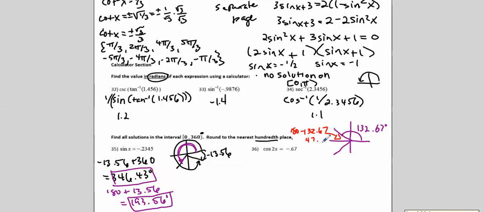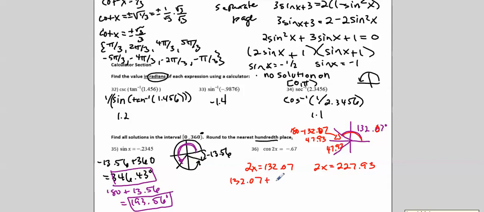Let's see. Oh, I said 0.67. This is actually 0.07. Sorry. So it's 47.93. And that means this reference angle is also 47.93. So I already know that 2x is going to equal this angle, 132.07. And to find the other angle here, I'm going to add 180 plus 47.93, and I get 2x equals 227.93.